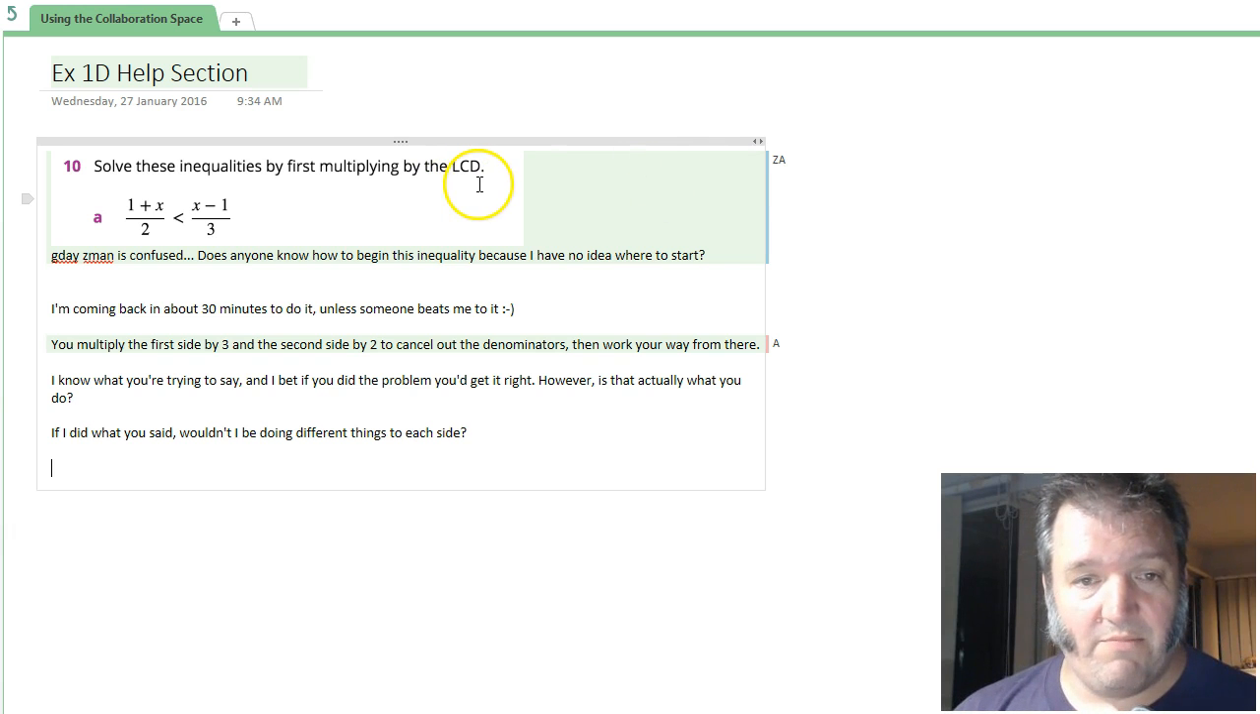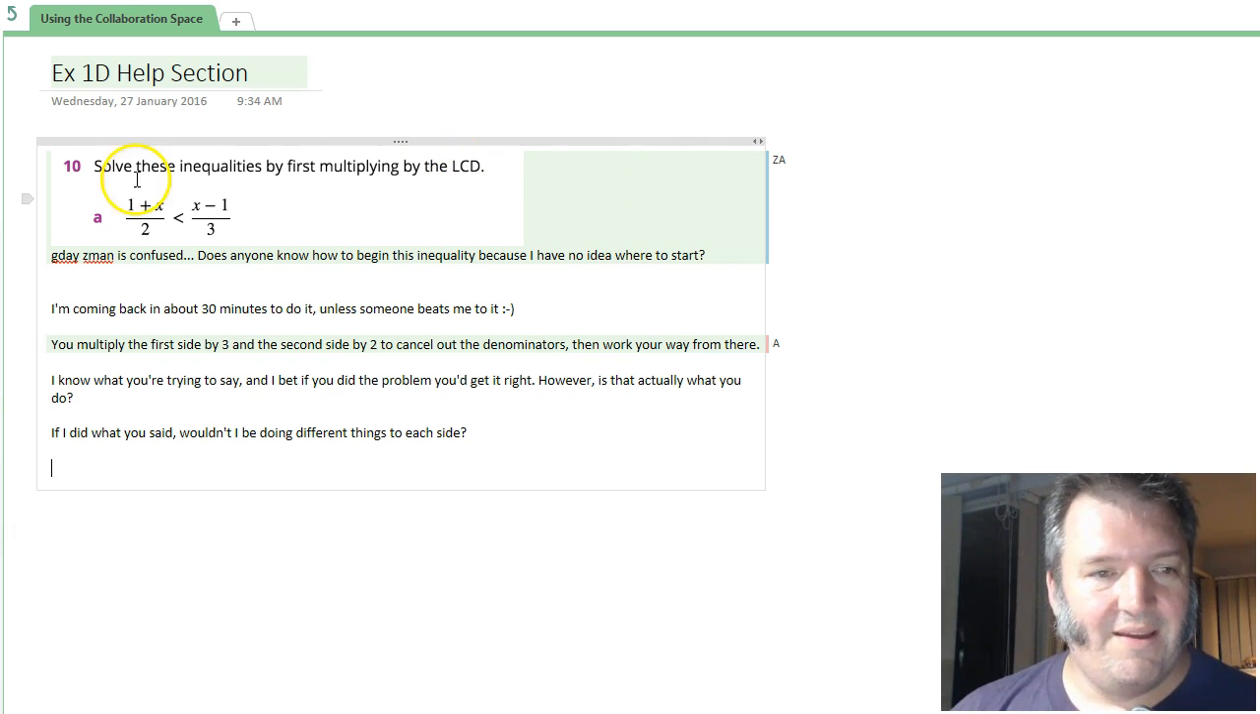Solve these inequalities by multiplying by the LCD. Most of us haven't read that line. Here we've just got 1 plus x over 2 is less than x take 1 over 3. Find the solution.